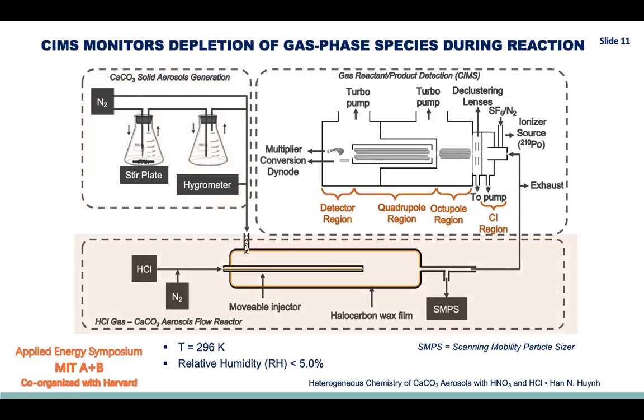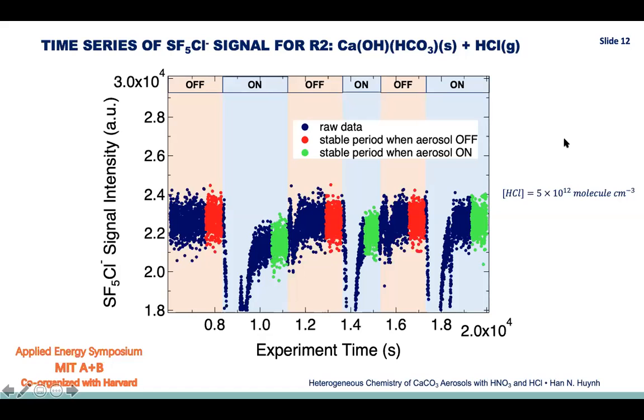Since calcite aerosol surface area fluctuated over time due to the dry powder dispersion method, we designed the aerosol flow tube CIMS experiment such that HCl gas was delivered via the injector at a fixed position. We will go over more details in the next slide. To continuously monitor HCl gas depletion from reacting with calcite aerosol, we used the CIMS with SF6- as the reagent ion. We chose SF6- since it could react with both HNO3 and HCl. So SF5Cl- is the main ion to monitor for the reaction between calcite and HCl gas.